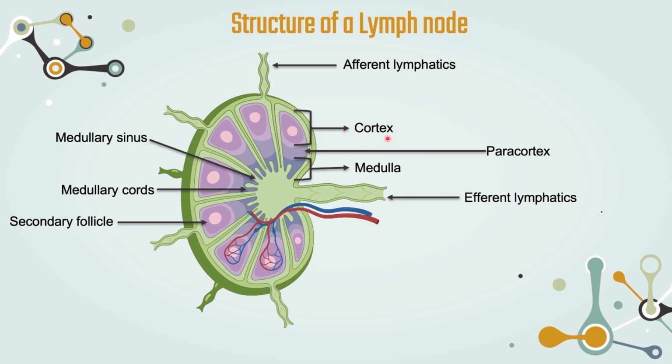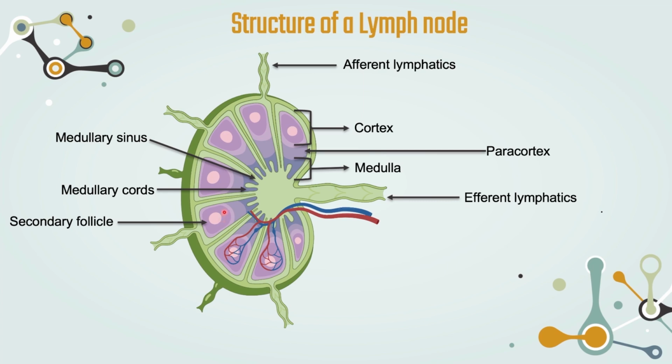Now, let's talk about the cortex. The cortex is also known as the B cell zone. It's called the B cell zone because B lymphocytes are stored here. So the B lymphocytes are housed in the cortex. These are follicles. Now this is a secondary follicle. I have not shown a primary follicle in this image, but the difference between a secondary follicle and a primary follicle is that secondary follicles are the active ones, and primary follicles are inactive.